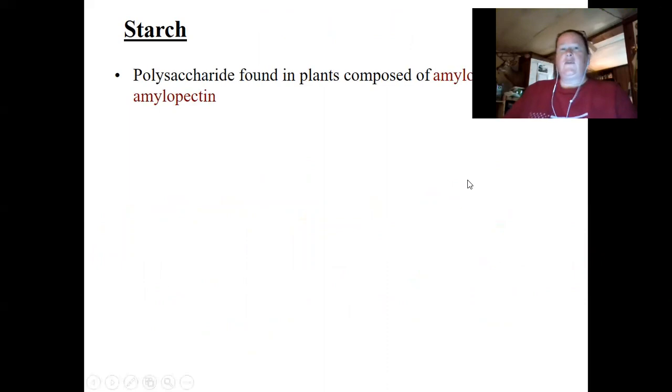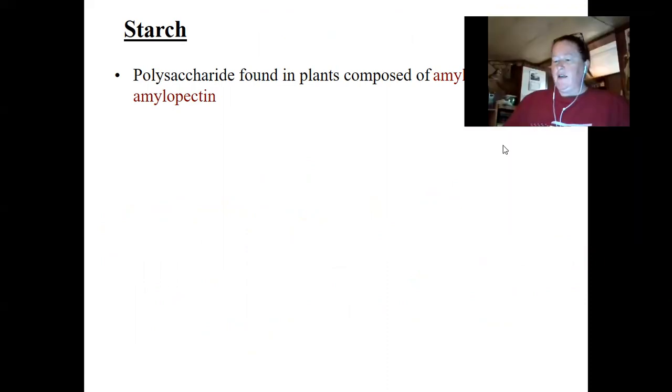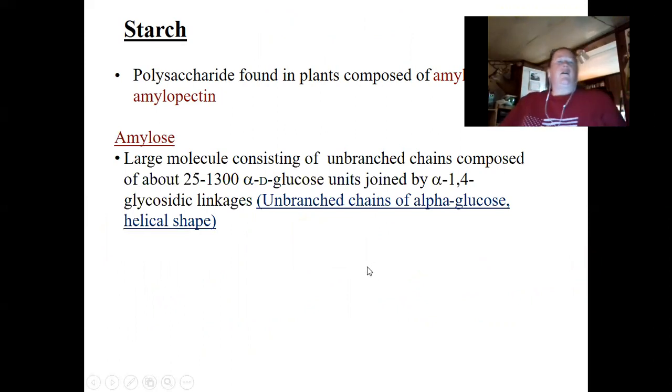So talking first about starch. Starch is composed of two different types of substances, and one is called amylose and the other is called amylopectin. So let's look in a little bit more depth at each of those. Amylose consists of large molecules, and they are just long chains, unbranched, and they take on a helical structure. So the key point here is that they are unbranched chains of alpha glucose, and they have a helical shape. Now the good news is on the next slide I've got some pictures.